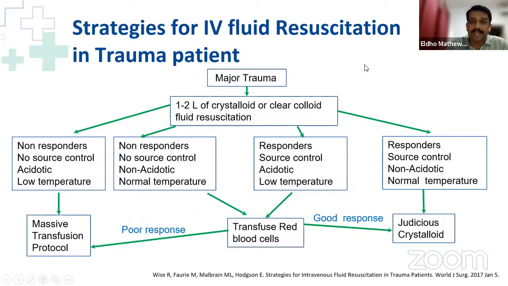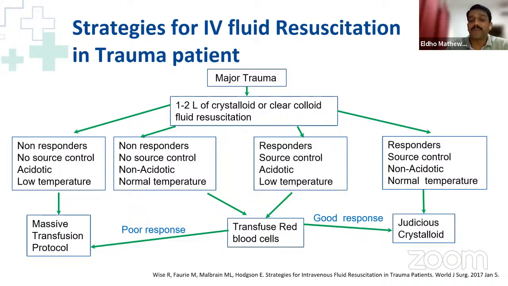So what are the IV fluid resuscitation strategies in a trauma patient? The patient had a major trauma, and we have to give 1 to 2 liters of crystalloid or clear colloid. We can categorize into 2 categories mainly, non-responders and responders. If the patient is responding and is non-acidotic, having normal temperature, judicious use of crystalloid is enough for the treatment. And the responders who are acidotic and have low temperature, we have to transfuse red blood cells.